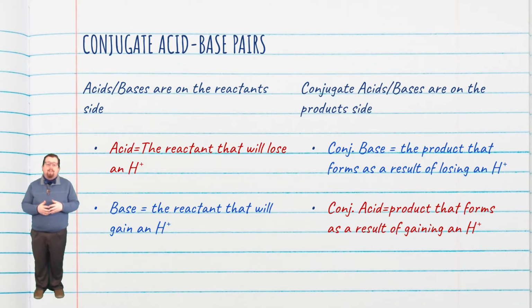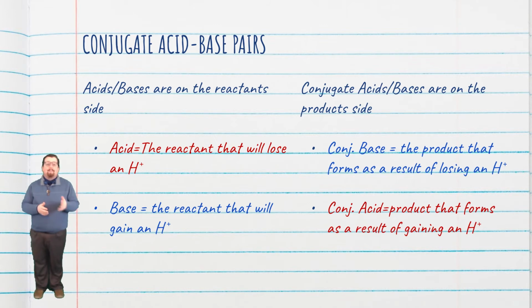I'm not sure if you've noticed, but when I've mentioned acids or bases so far, I've only referred to the reactant side of our equations. That's because acids and bases are our reactants. When an acid loses a proton, it forms on the product side a conjugate base. That conjugate base is the substance that's created after an acid gets rid of its proton. When a base gains a proton, it forms a conjugate acid. The conjugate acid is the new product formed as a result of a substance gaining a proton.